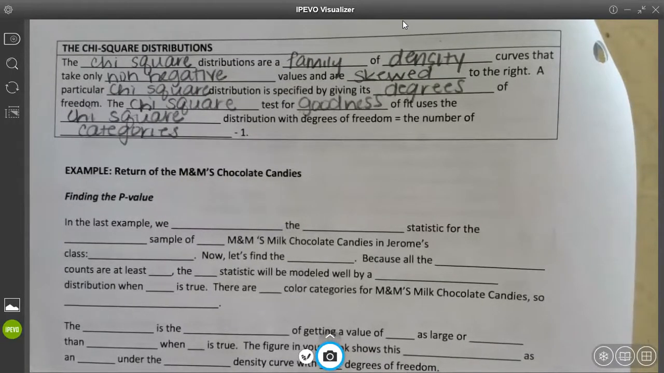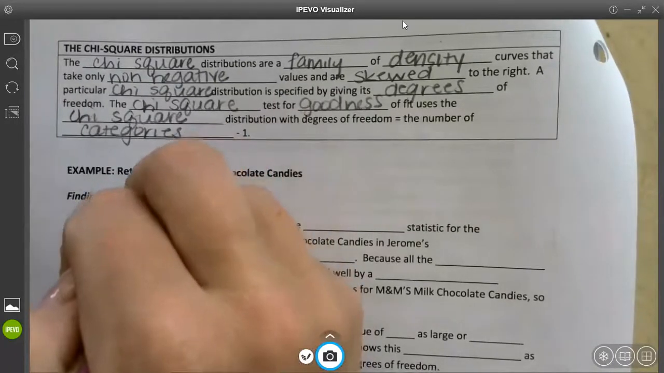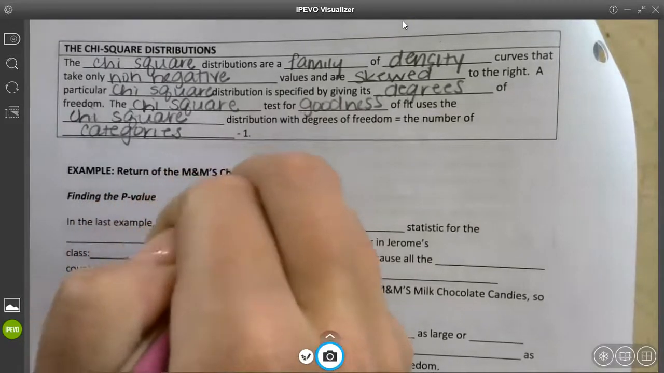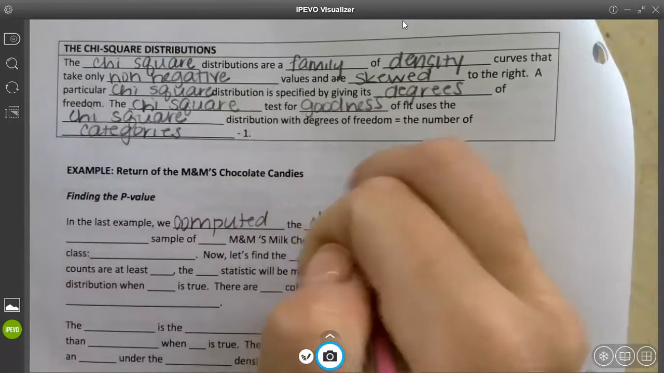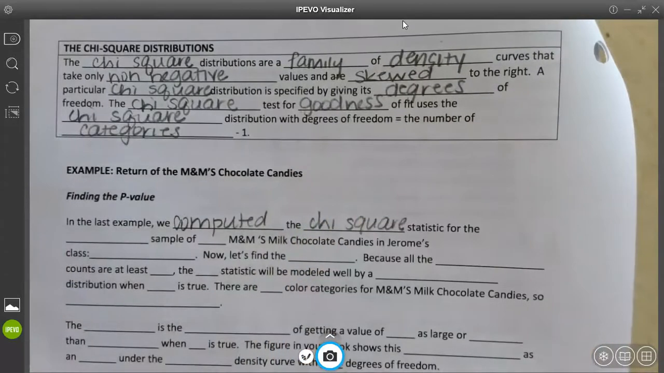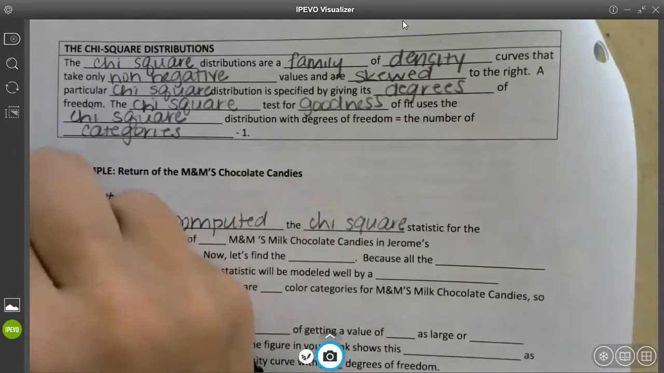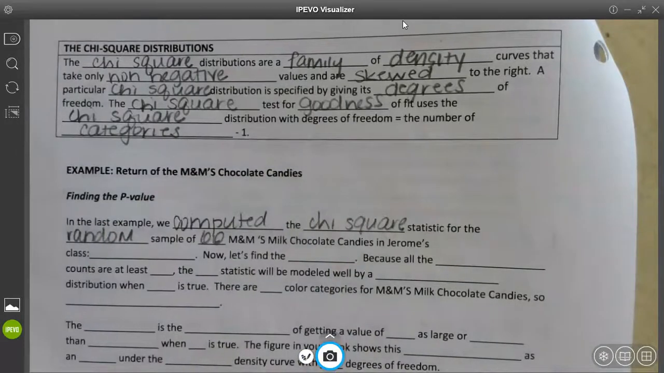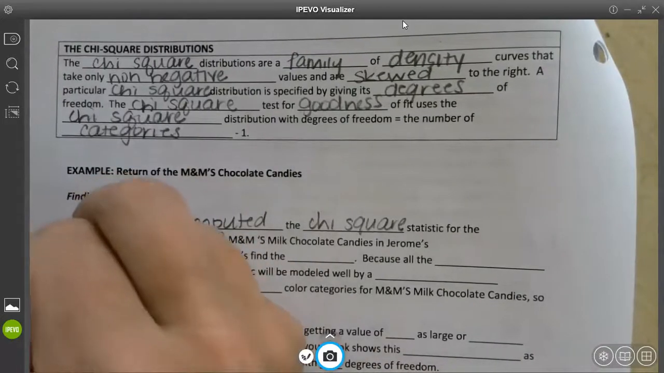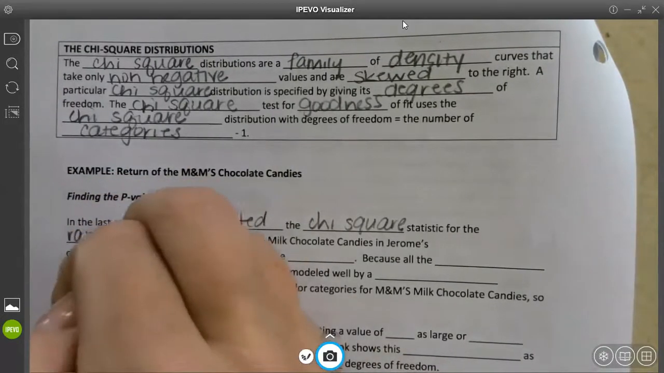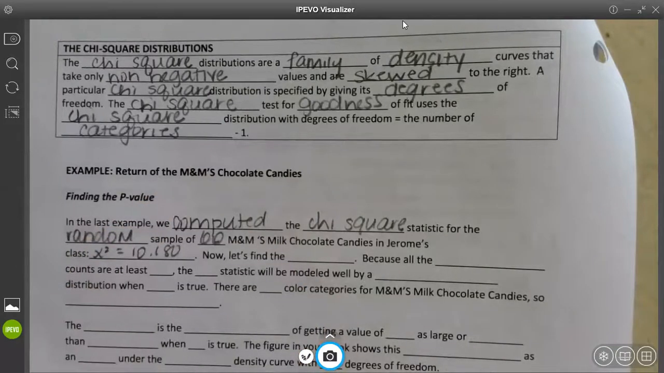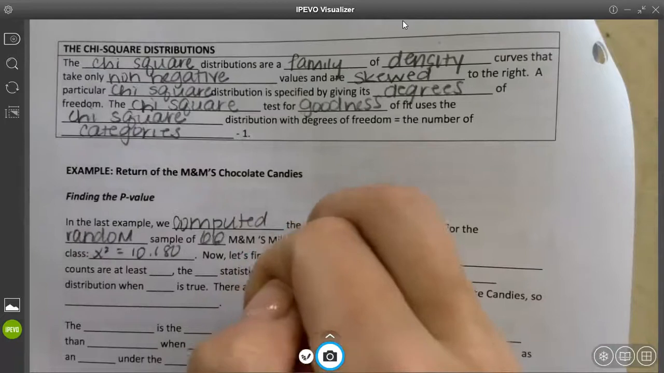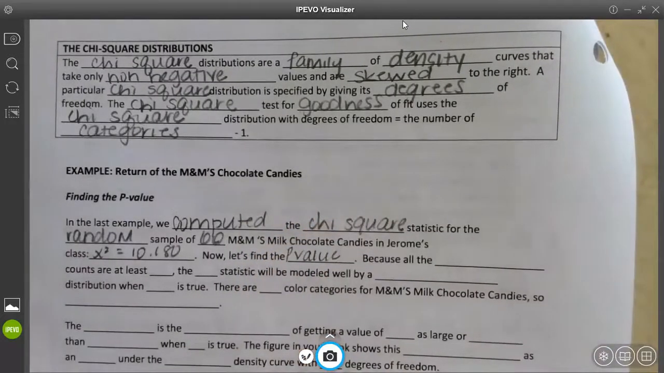All right, so we're going to talk about those M&Ms again, but this time we're going to find the p-value. In the last example, we computed the chi-square statistic for the random sample of 60 M&Ms, milk chocolate candies, in Jerome's class, and we got that that statistic was 10.180. Now let's find the p-value.